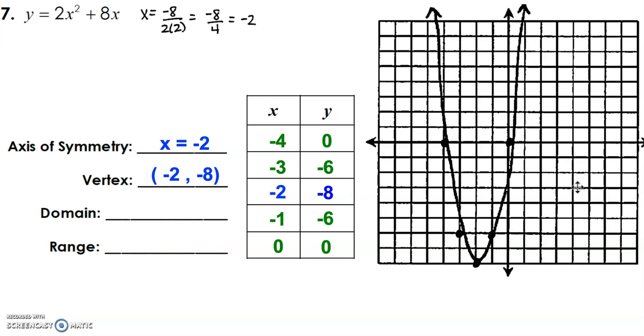So my parabola looks like this. My vertex at (-2, -8), and my other points plotted. The domain is all real numbers, and the range is everything greater than or equal to -8.